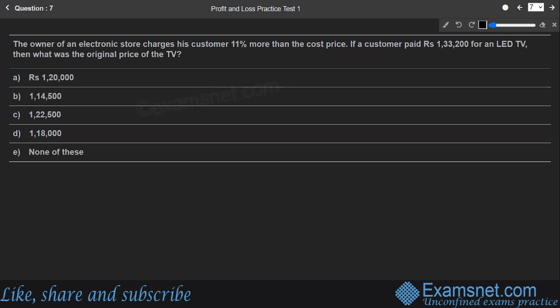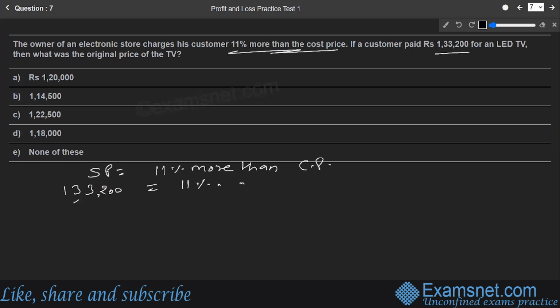Now, the owner of an electronics store charges his customer 11% more than the cost price. If a customer paid rupees 1,33,200 for an LED TV, then what was the original price of the TV? So the storekeeper charges 11% more than the cost price. So we can say the selling price is 11% more than the cost price. The selling price is already given as 1,33,200 rupees, and we are supposed to find the cost price.